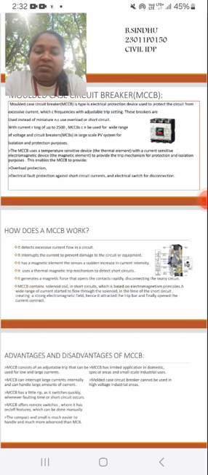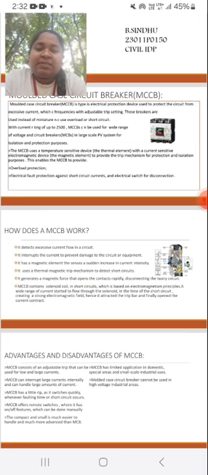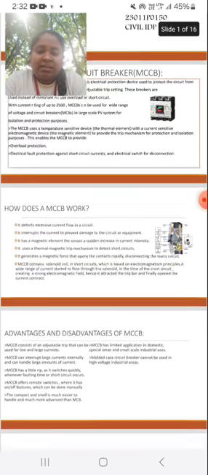The disadvantages of MCCB are: it has limited applications in domestic and special areas and small scale industrial areas. A molded case circuit breaker can't be used in high voltage industrial areas.